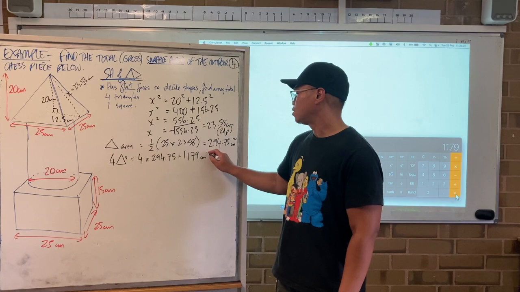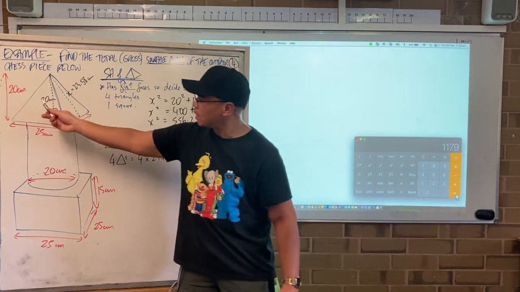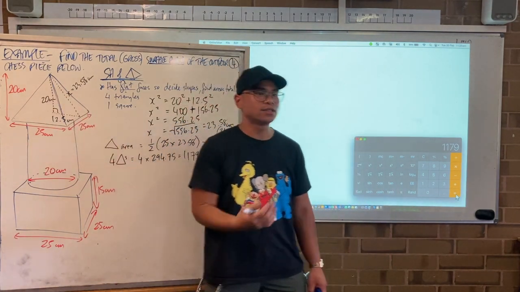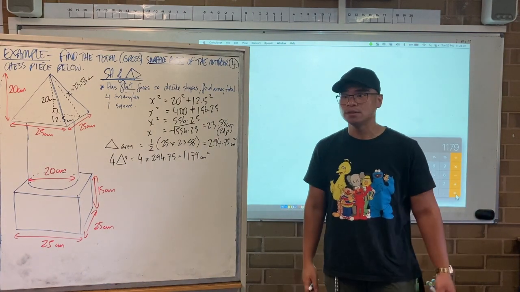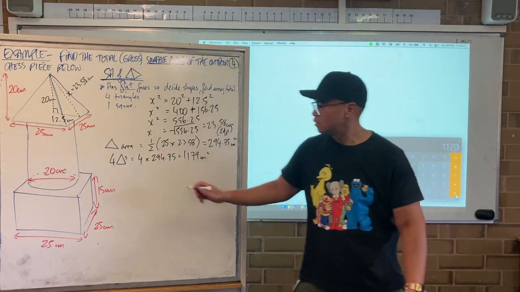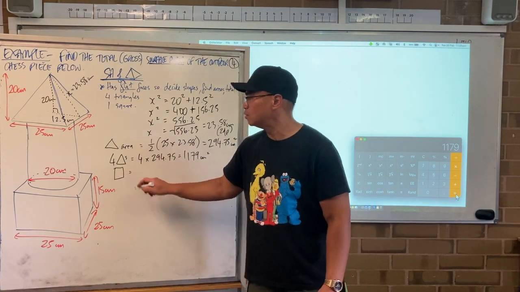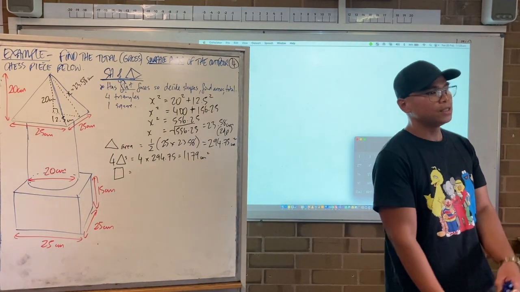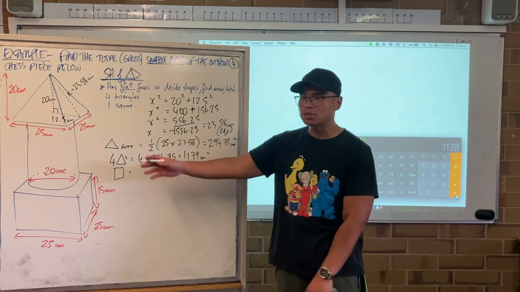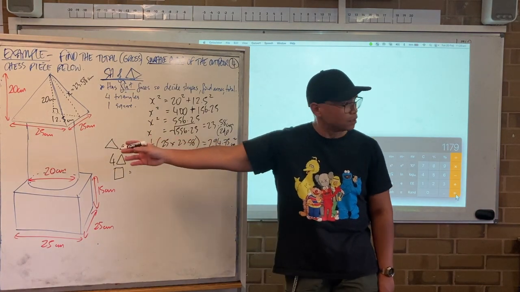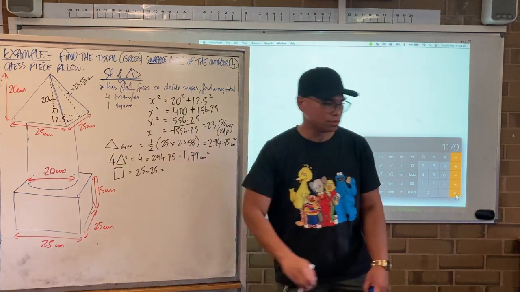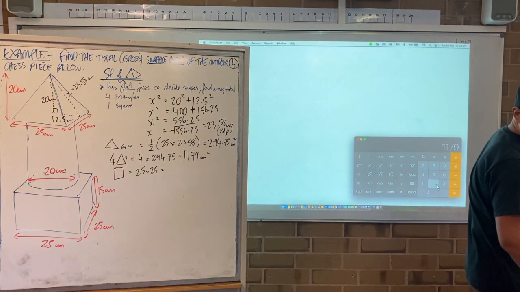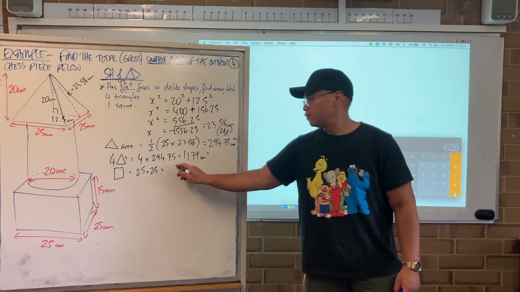That's 1179 square centimeters. So we've just done those 4 triangles on the outside. Am I missing something? Is there an aspect of this pyramid that I haven't done just yet? The square on the bottom. So area of the square equals, what's the area of a square? Length times width. What's special about a square? They're the same. So 25 times 25 equals 625.